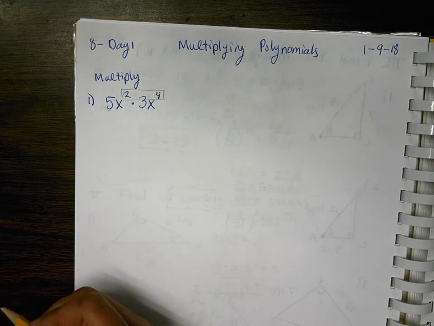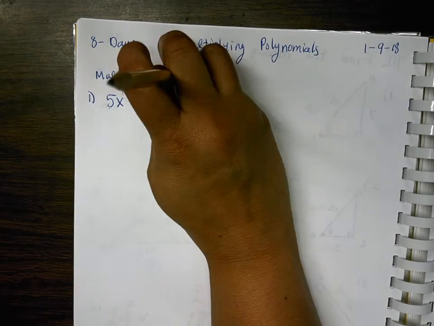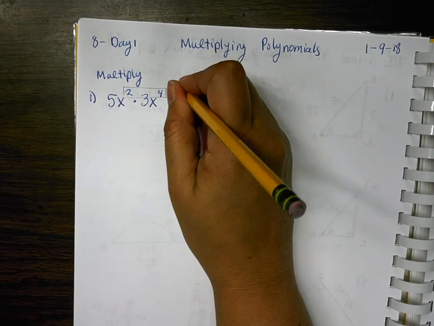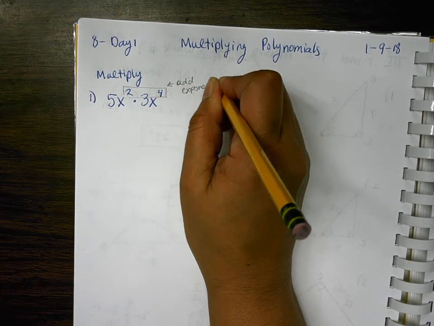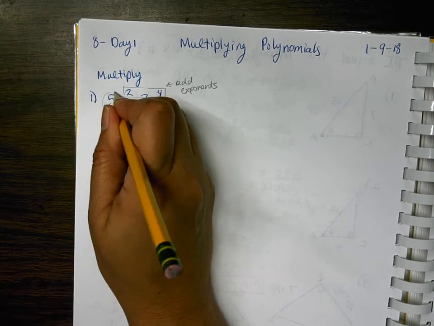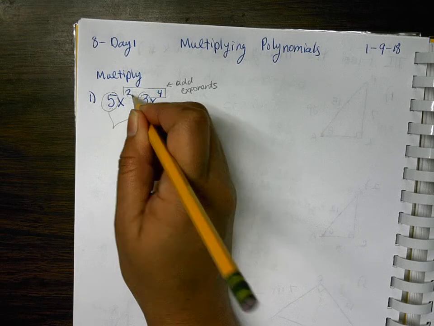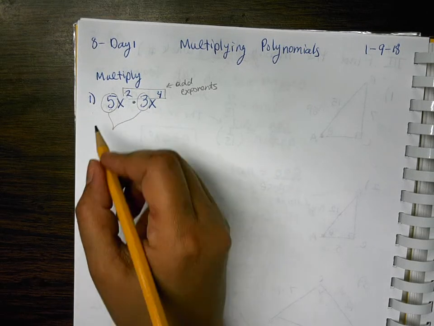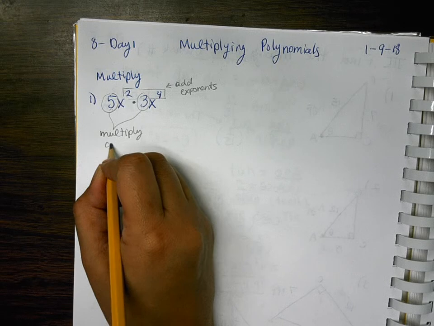Yes. You add the exponents. You add the exponents is what he said. Good job. Add the exponents. And what do you do with the coefficients? These are the coefficients. What do you do with the coefficients? It's right there telling us what to do. Multiply coefficients.